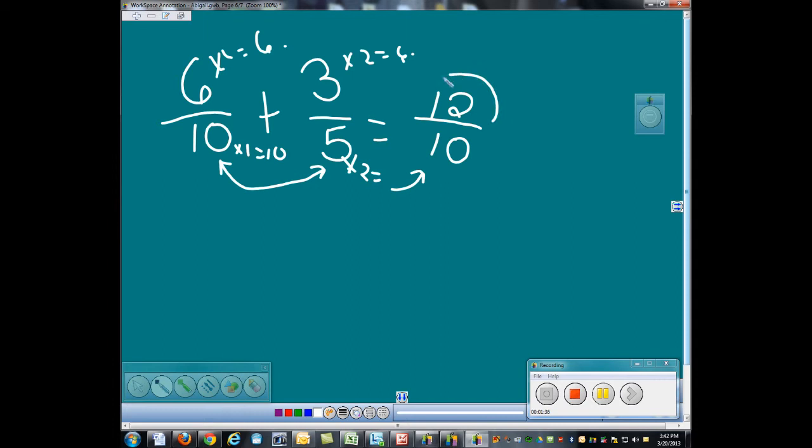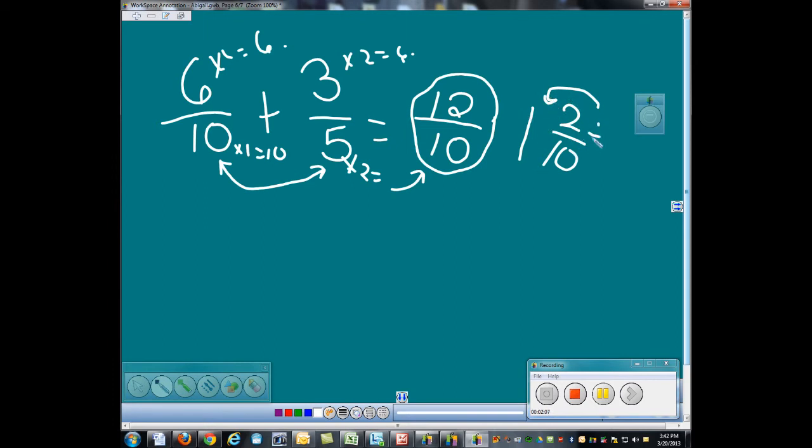This right here, my answer, is an improper fraction. So I need to reduce that or make it a mixed number. A mixed number is 1 and 2/10, because 12 goes once into 10, right there, and there will be 2 left. But I also need to reduce this fraction.